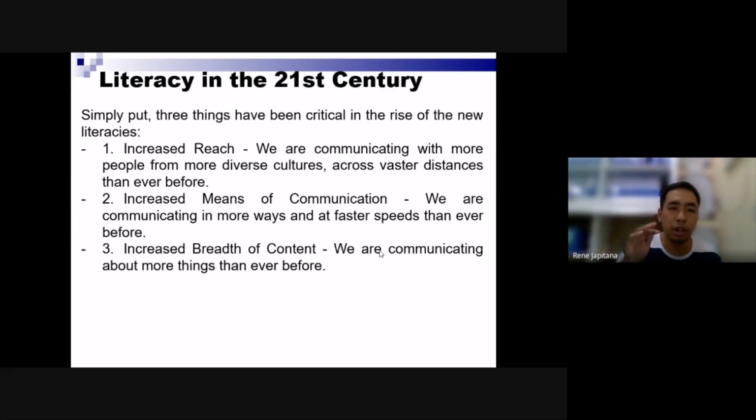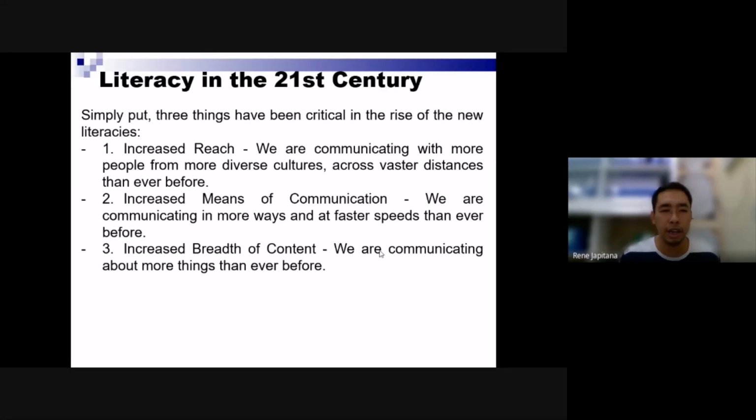So, technology, computer literacy is one of the important skills in the 21st century. That is why when you are enrolled in this subject, we will be developing our computer literacy, our different 21st century skills.